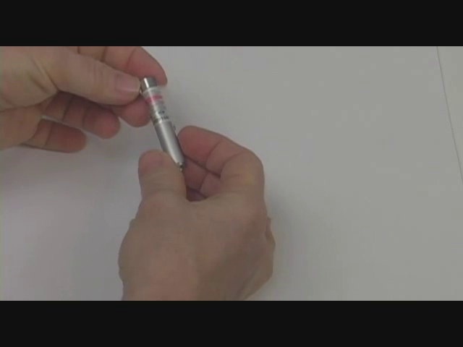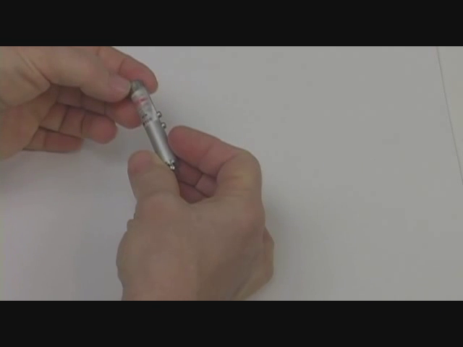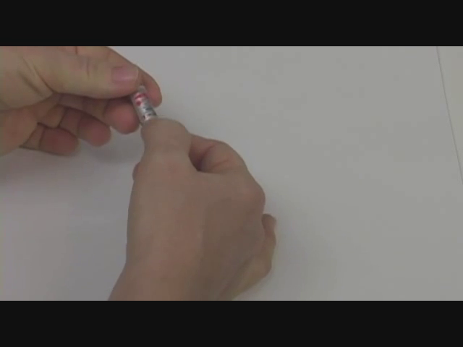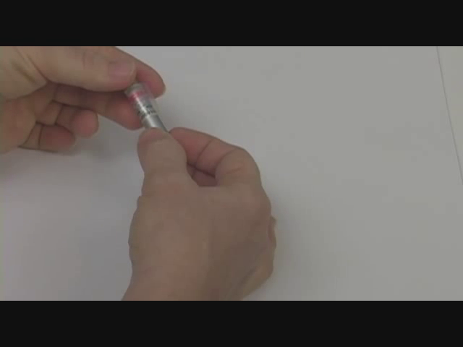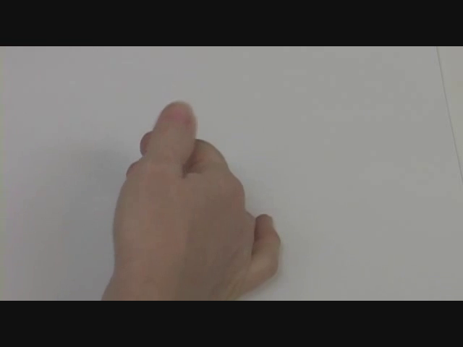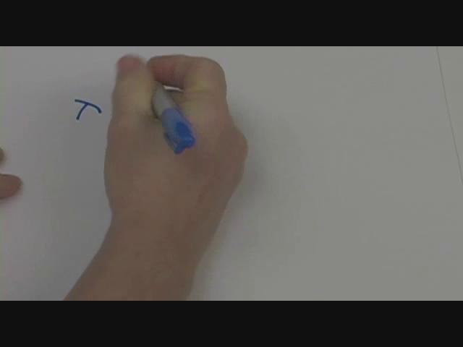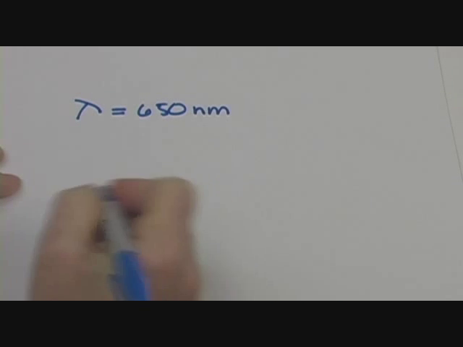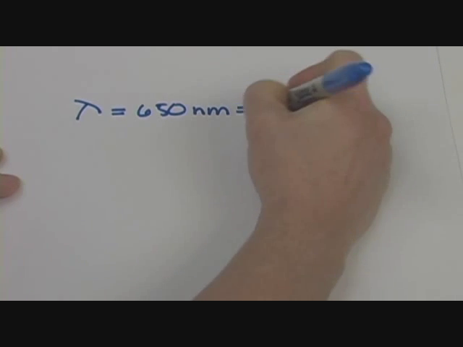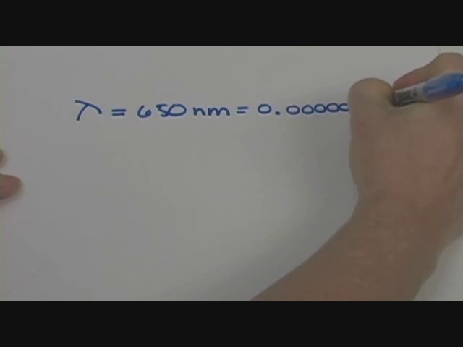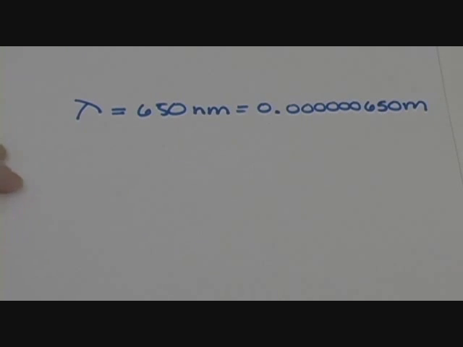Now to do the calculation to figure out what the width of your hair is, first thing you need to do is figure out what the frequency is of your laser, what wavelength the laser is operating at. Now every laser is going to be a little different. Mine is 650 nm. Now that nm stands for nanometers. So this funny symbol here means wavelength equals 650 nanometers. Now if I were to write that out longhand, I would have a 0 point, and then I'd have 6 zeros, and then a 650 meters.